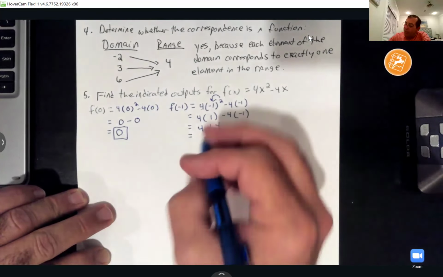So remember, on number 5, they will give you 3 to find. And this is one of those. I'm going to circle this number 5 because this is one of those where you got to get some practice working on plugging numbers in, okay? All right, y'all, number 6, we're going to determine if the graph is a function.